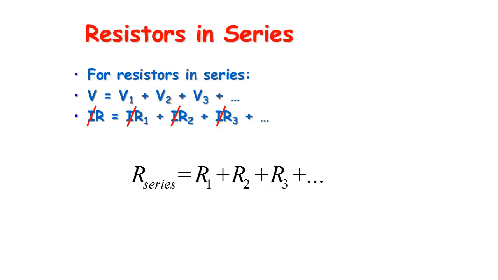The reason that we would tend to do that is for calculations involving or determining current or the total voltage, or given bits of information. Sometimes it's much easier to work with a single resistance.